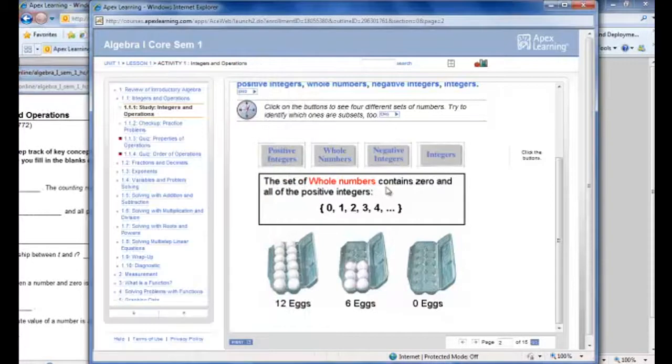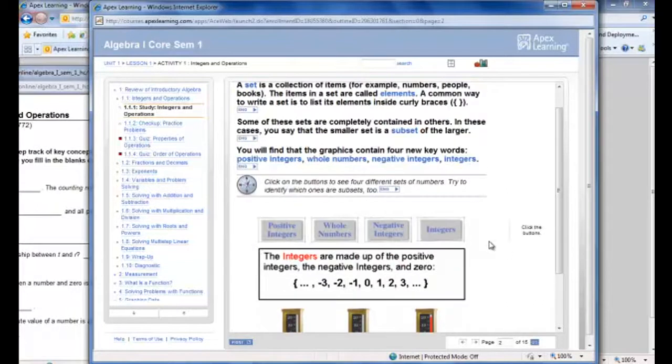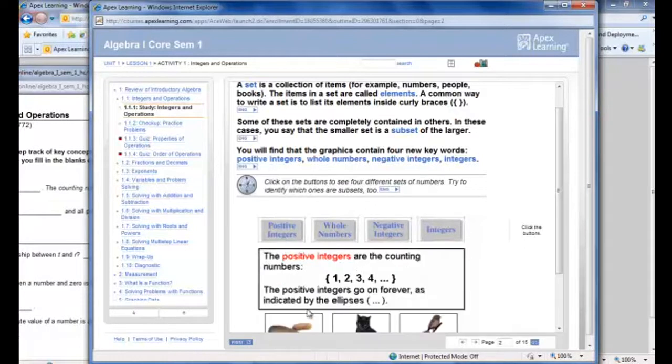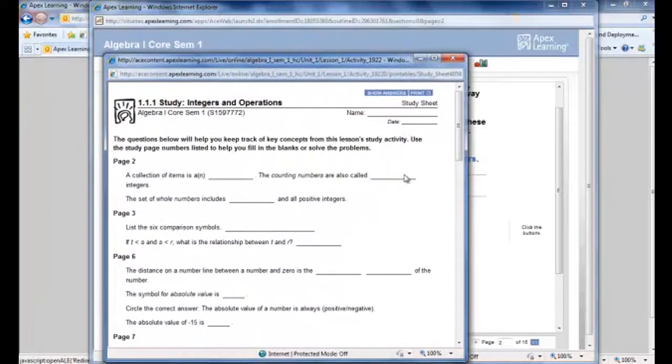So we need counting numbers. Positive integers and negative numbers. Counting numbers. Let's try this one. The positive integers are called the counting numbers. So in this blank I would also put positive integers.